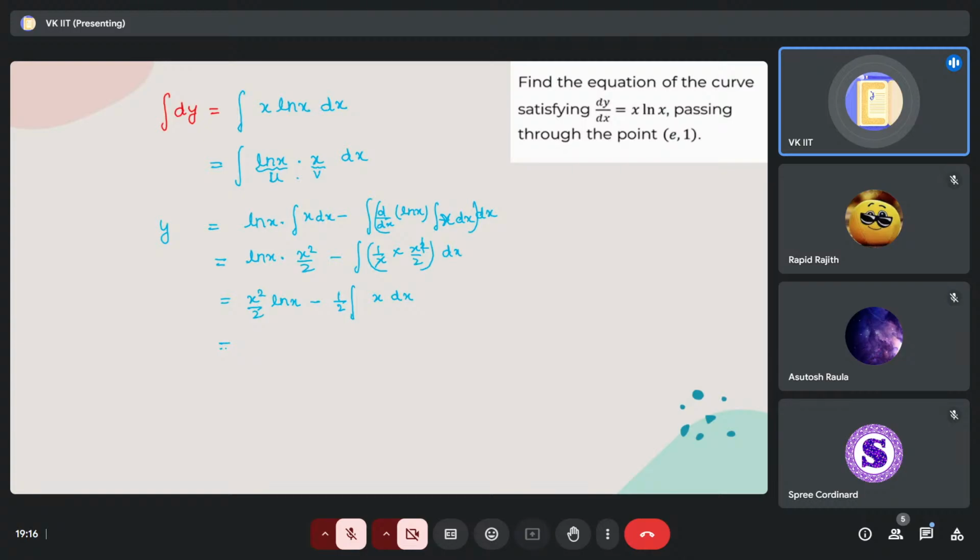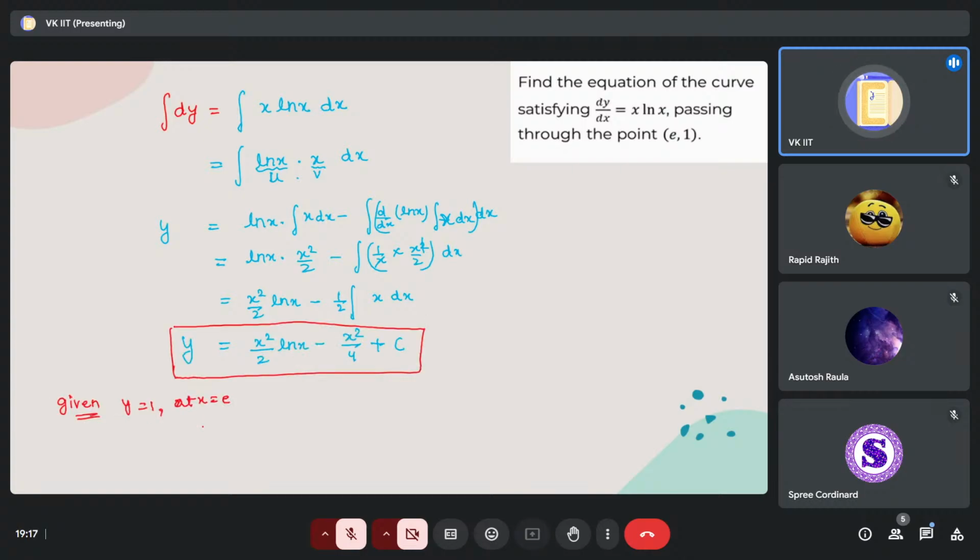Now this is the general equation we have got, but they are now asking the particular solution. Particular solution means they are giving you the boundary condition as well. So since the boundary condition has been given, now you will put the value of x in this and y also and get the value of c. So it is given that y is equal to 1 at x is equal to e. Okay, so y will be equal to 1. Put this in the equation, let's say this is equation 1, put in equation 1.